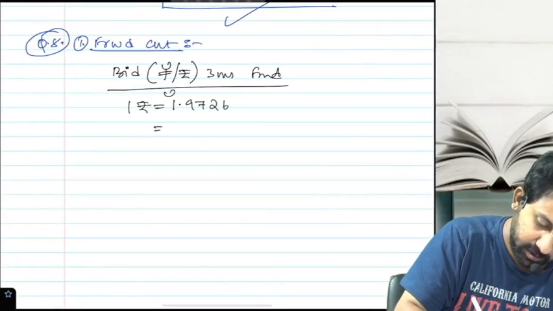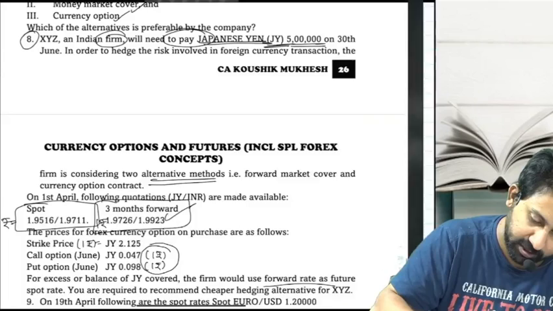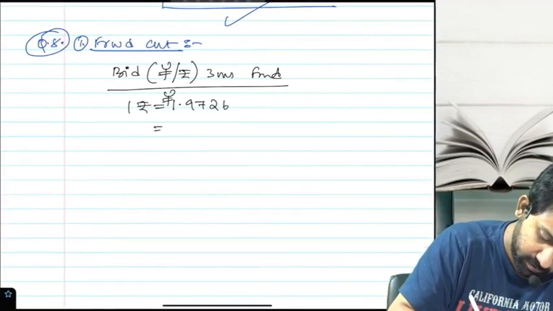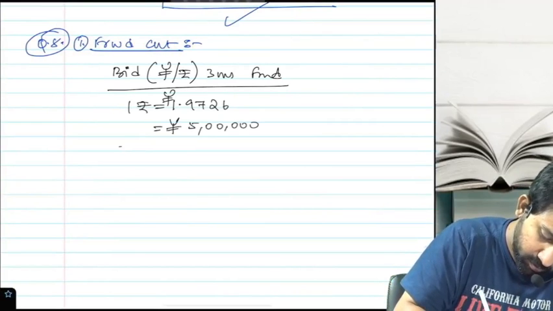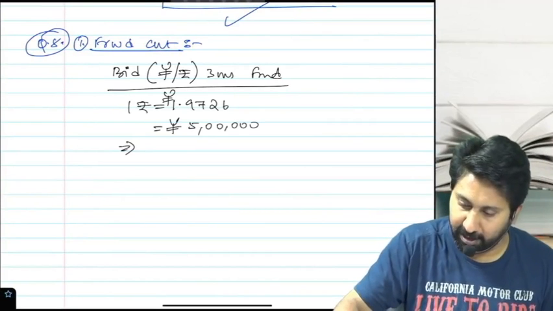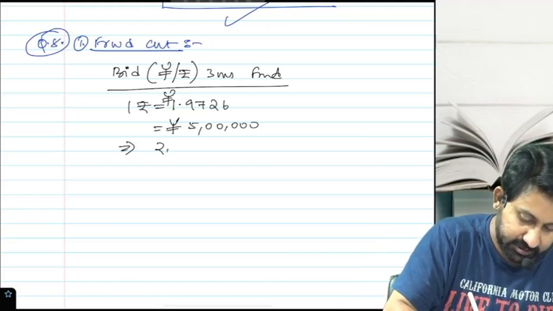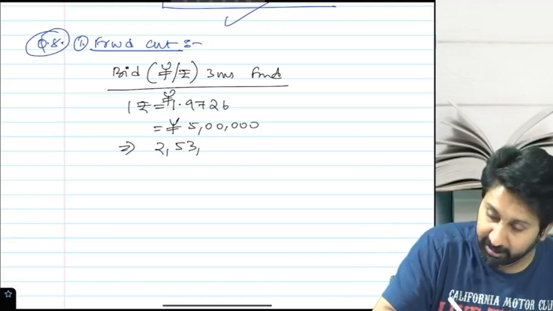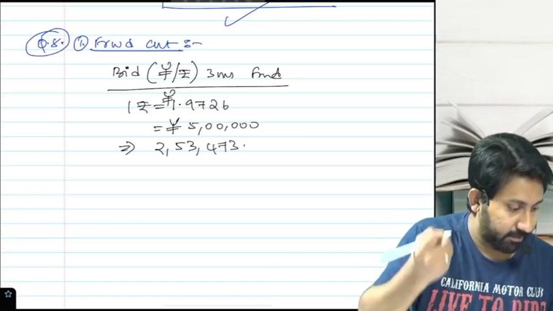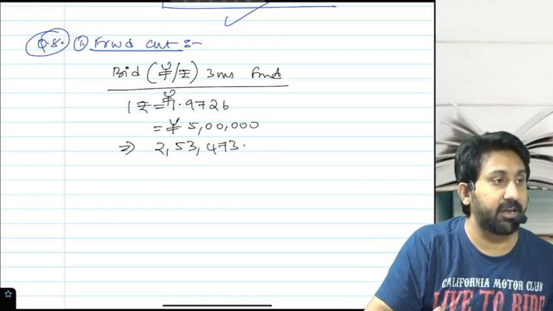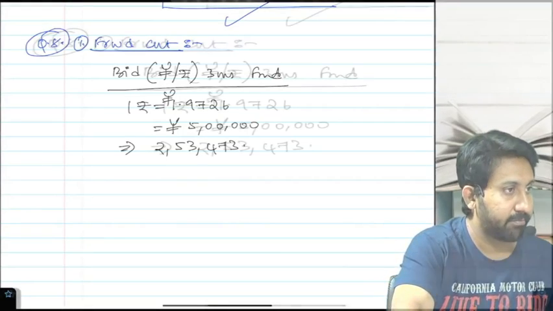9726 yens. So how many yens do you need to pay? Question la, 5 lakh. 5 lakhs divided by 1.9726 means it is 253,473. Okay, first copy down up to here.